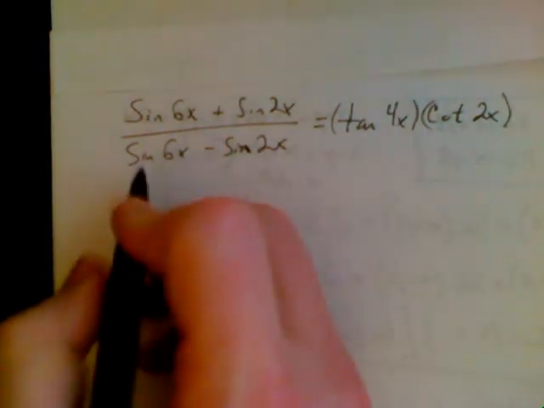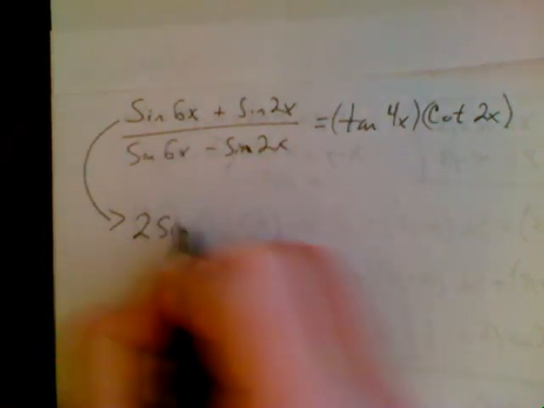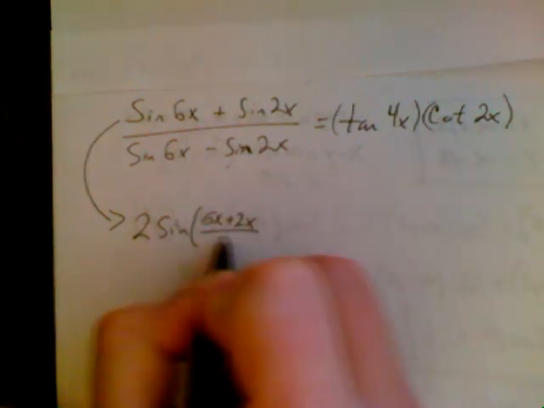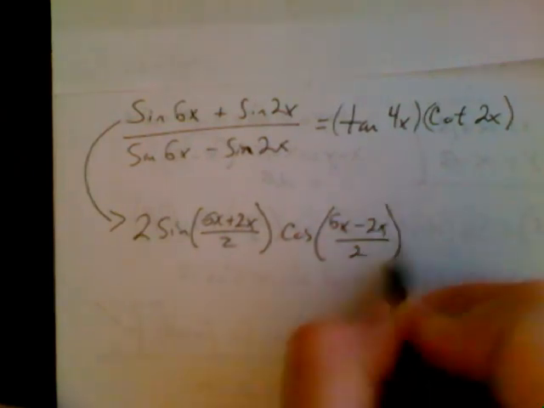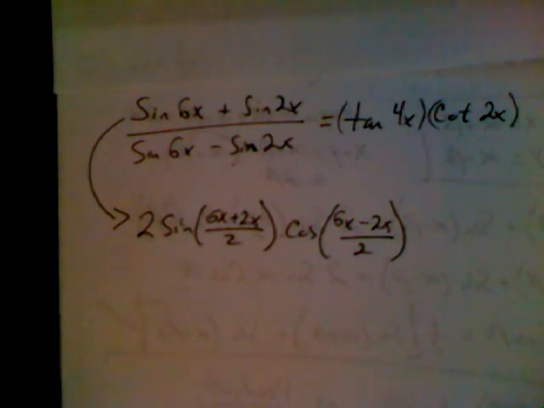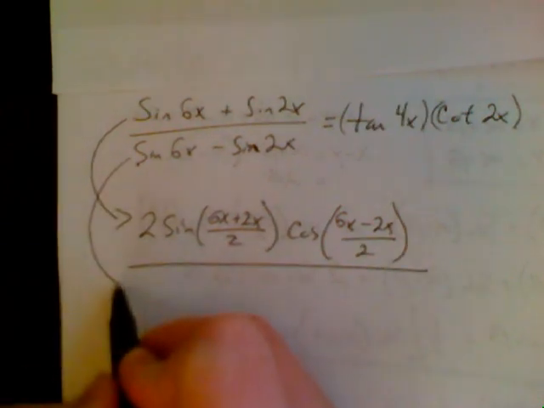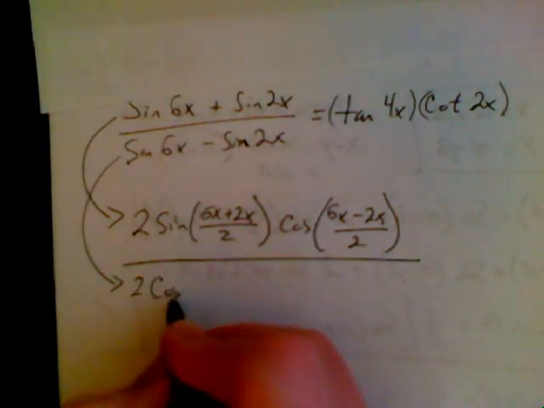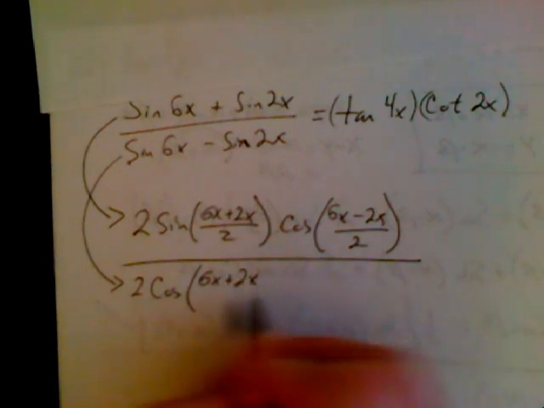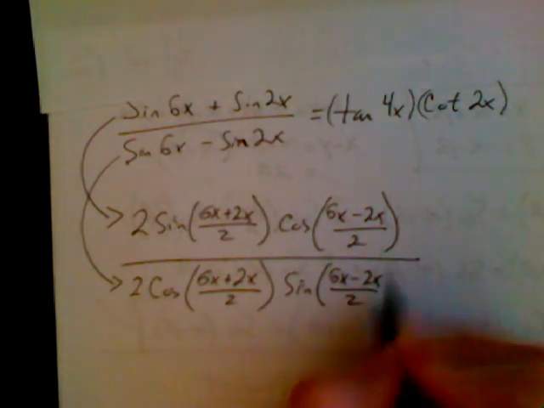So I'm going to use that first identity by changing this one here to 2 sine of (6x plus 2x) divided by 2 times the cosine of (6x minus 2x) divided by 2. Now I'm also going to divide this by the denominator, utilizing the other identity, the sine of x minus the sine of y, this one right here. When I do that, I get 2 cosine of (6x plus 2x) divided by 2 times the sine of (6x minus 2x) divided by 2.